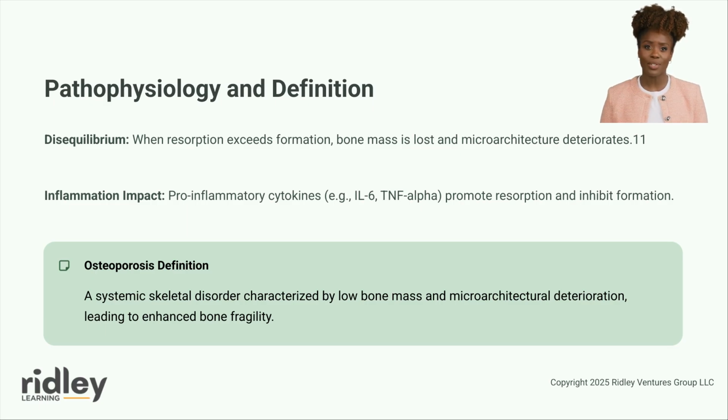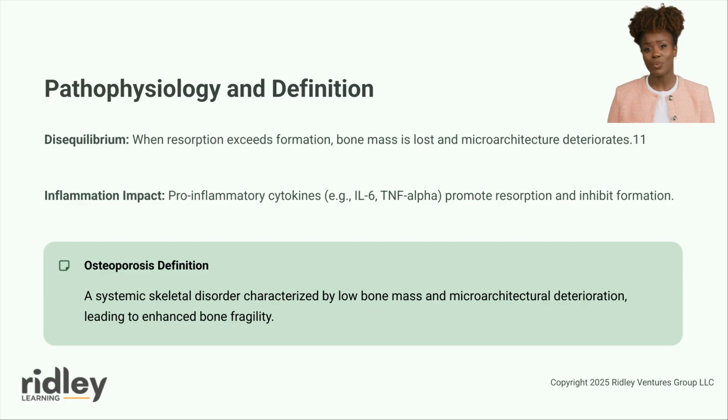Pro-inflammatory cytokines including interleukin-1, interleukin-6, and tumor necrosis factor alpha promote osteoclastogenesis and bone resorption while simultaneously inhibiting osteoblast differentiation and function. This inflammatory-mediated bone loss is particularly relevant in conditions such as rheumatoid arthritis, chronic kidney disease, and states of systemic inflammation, where cytokine dysregulation contributes to accelerated skeletal fragility.